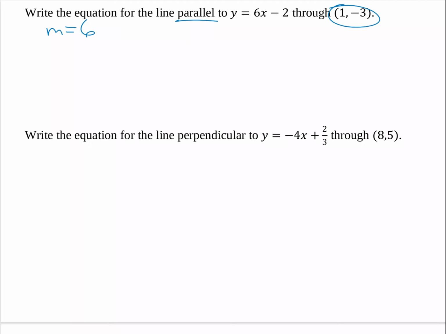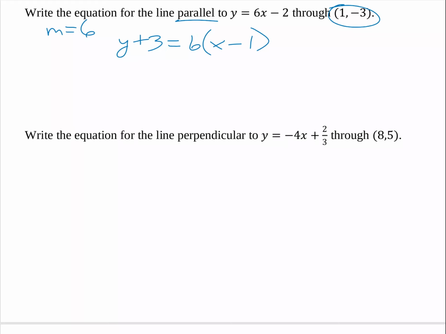So I don't care at all about this equation anymore, the one that they gave me. That equation was only useful for the slope. Now it's done, I don't care about it. So we go on and write point slope form. So it's going to be y minus, and then my point is -3 for the y coordinate. So it's y minus -3, which turns into y plus 3, equals my slope, which is 6, times x minus, and then my point has an x coordinate of 1, so I write down 1.